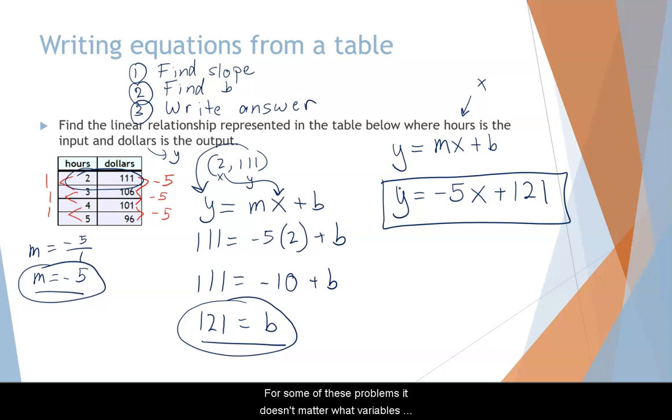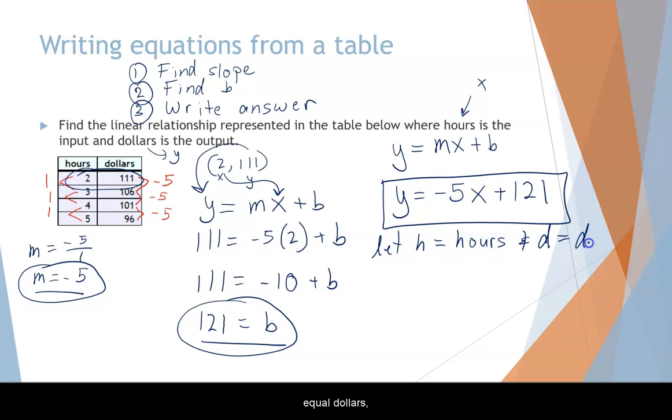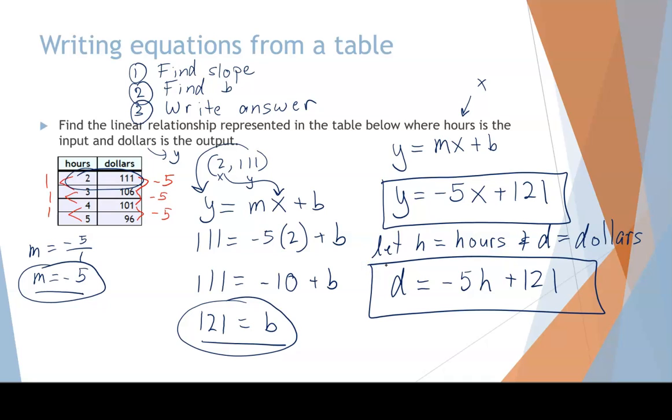For some of these problems, it doesn't matter what variables you use as long as you've defined them somewhere. Here we've used x and y because that's conventional, but if we wanted to say, let h equal hours and d equal dollars, we could also write this as d equals -5h plus 121.